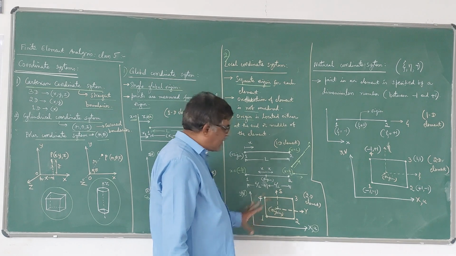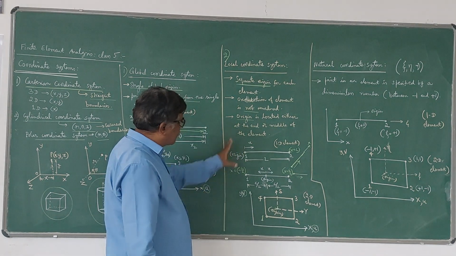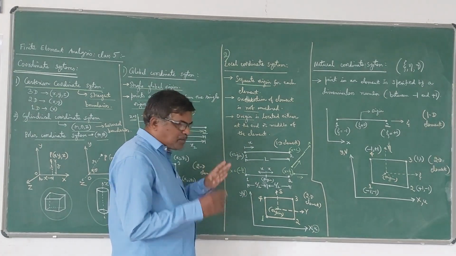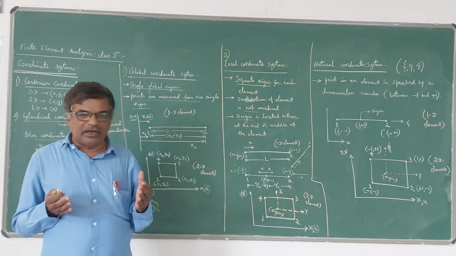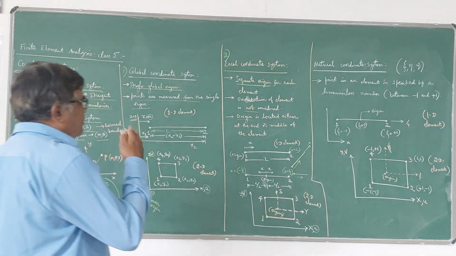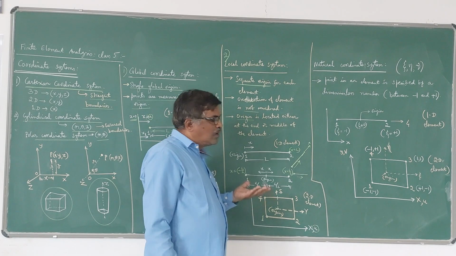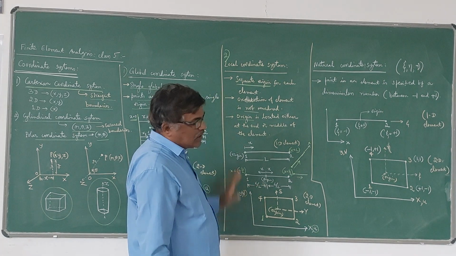So that is another way of writing the local coordinate system for 1D and 2D. Irrespective of the orientation of the element, along the length itself you can take the x-axis, and perpendicular to that you can take the y-axis. That is the case of the local coordinate system.